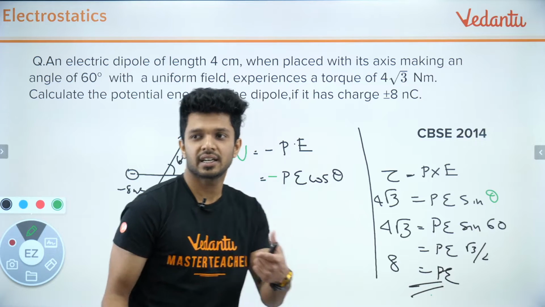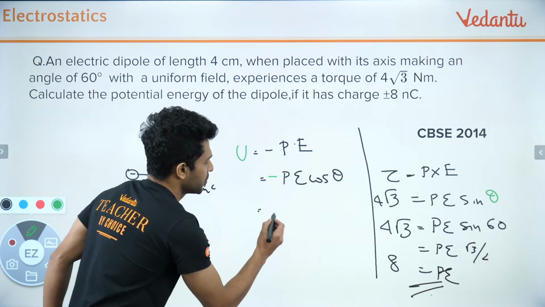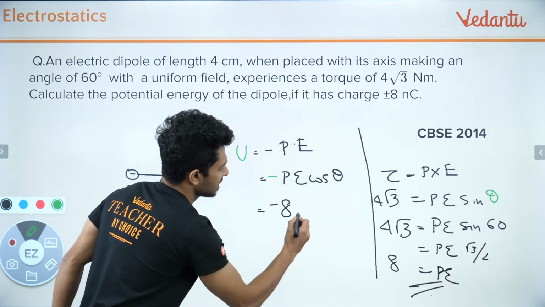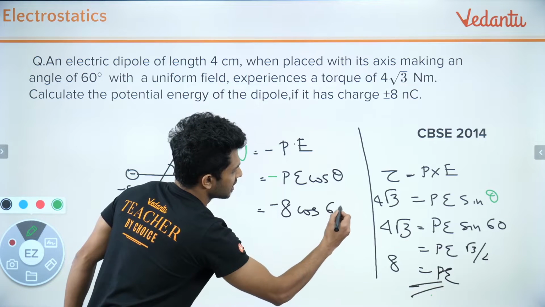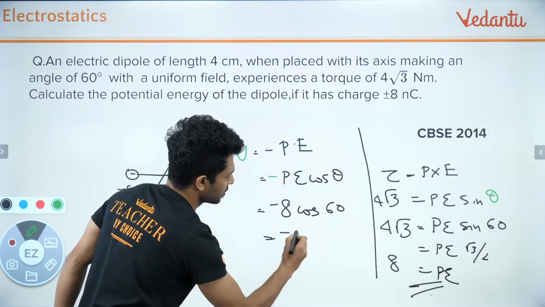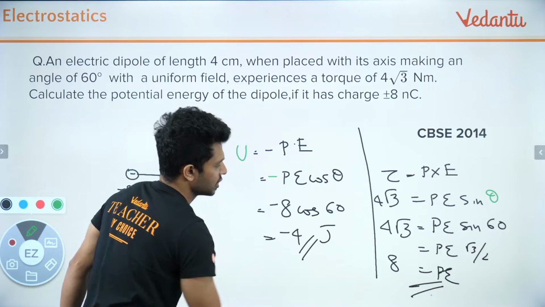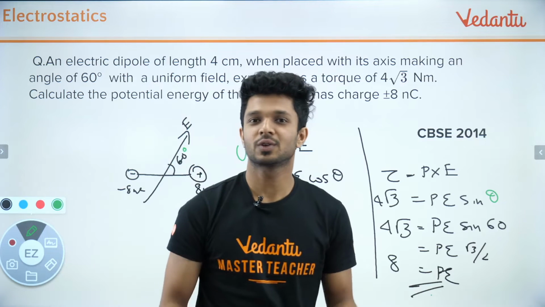Now the question is done, right? Applying it, U is equal to minus 8 cos 60. Cos 60 is 1 by 2, so minus 4. Unit is joules. Yes or no?